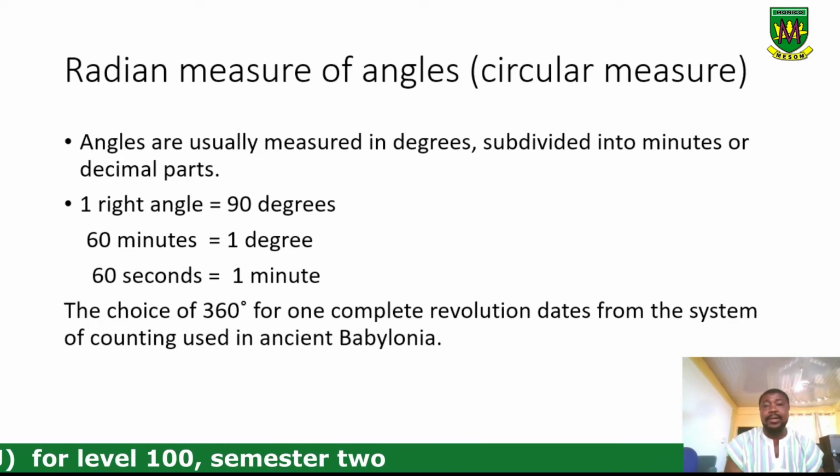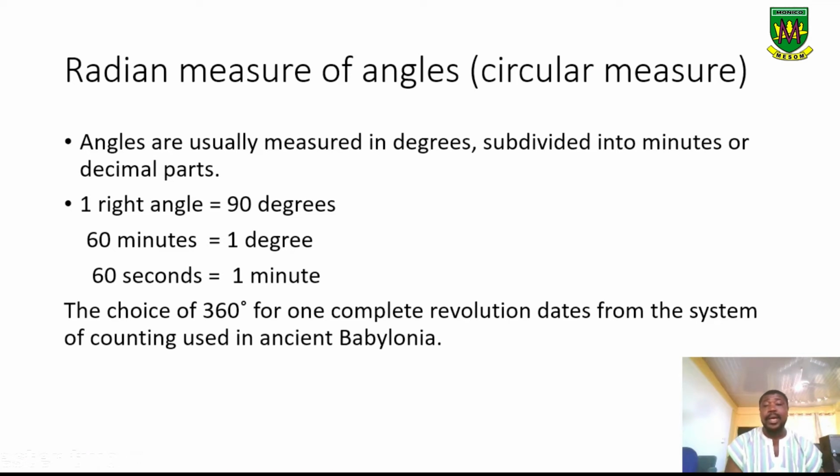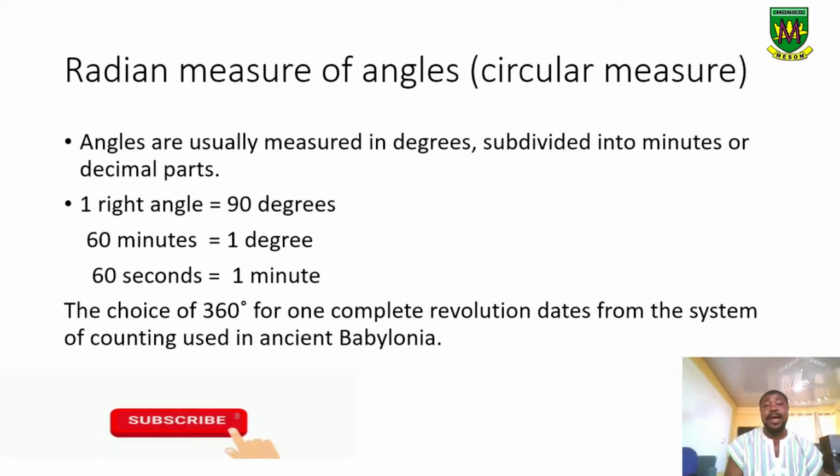Radian measure of angles, or the circular measure. Now, angles are usually measured in degrees. That is what we know. And it is subdivided into minutes or decimal parts. If we take our mathematical set, we can find an instrument in it called a protractor, and that is what we use in measuring angles.